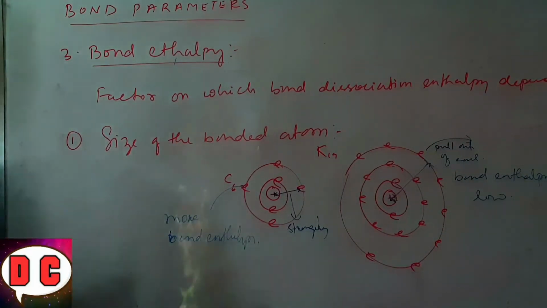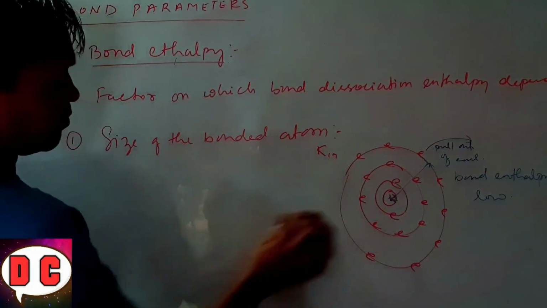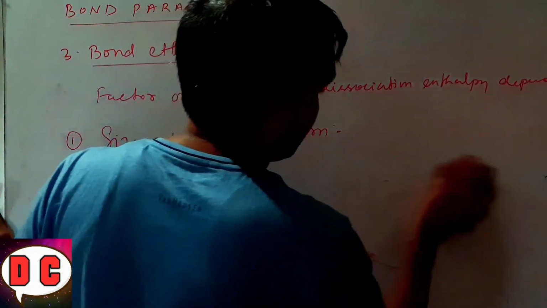Okay, so what will be the conclusions? What have we understood from here? With the increase in size, bond enthalpy decreases. The smaller the size of the atoms, the larger or bigger is the bond enthalpy.